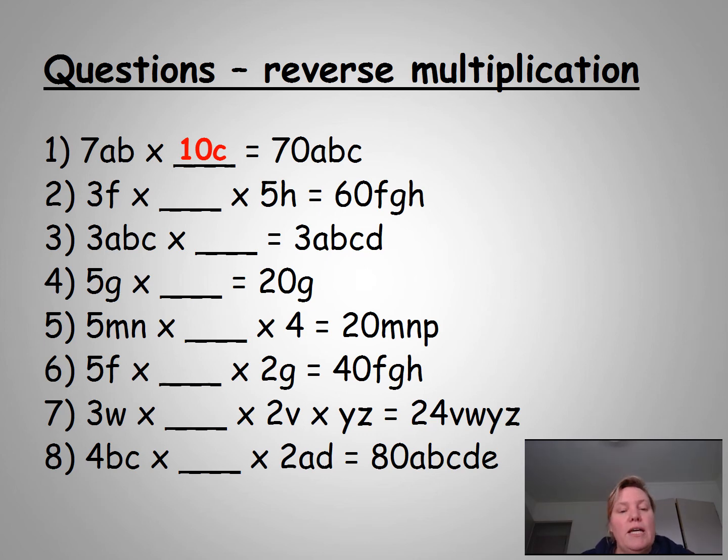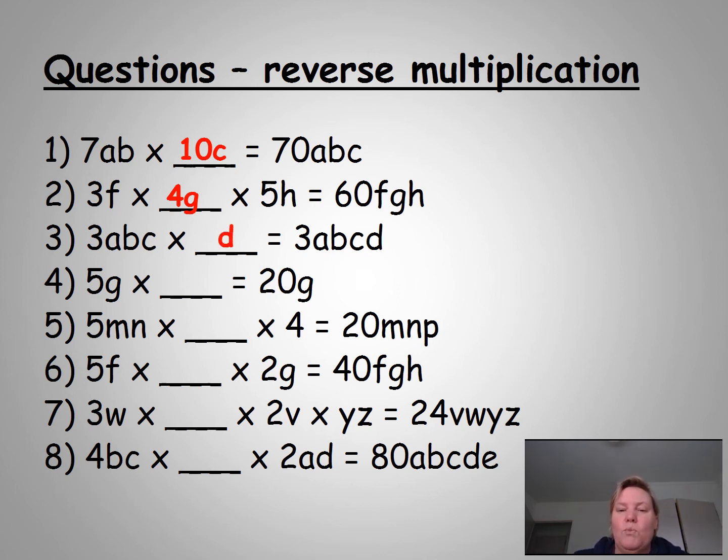Okay, we've got to make 60FGH. I've got 3F and I've got 5H. So 3 5s are 15, and I've got to get up to 60. So that's going to be multiplied by 4. And the missing letter is G. Good job. This one, there's no number missing, because 3 makes 3. We've got ABC, and so I'm just multiplying by a single D.